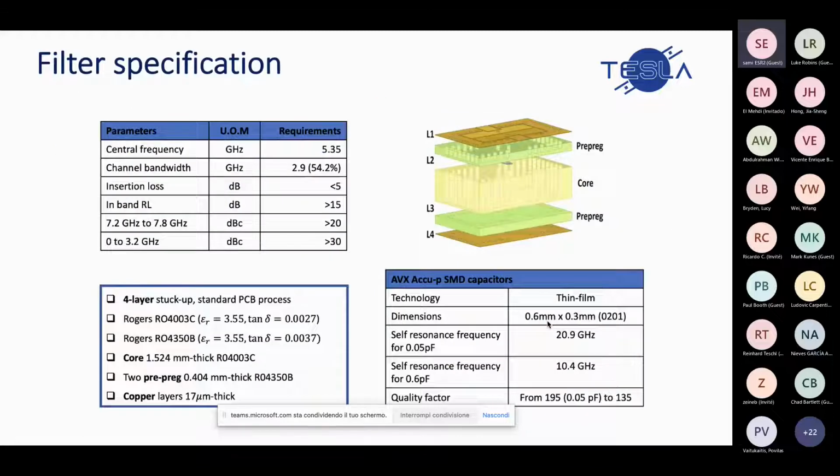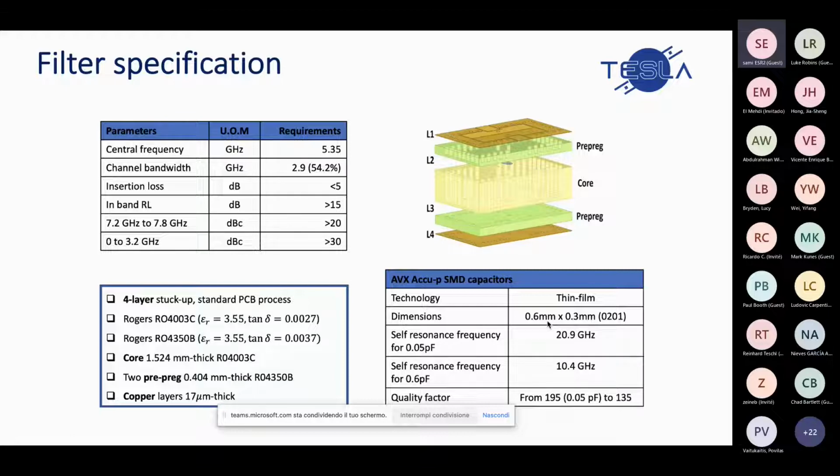Here we can see the filter specification. It's a fourth order filter centered at 5.35 gigahertz with a huge bandwidth, 2.9 gigahertz, with fractional bandwidth of 54%, and a minimum in-band return loss of 15 dB. The device must provide a rejection higher than 30 dB at the lower stop band and higher than 20 dB at the upper side.